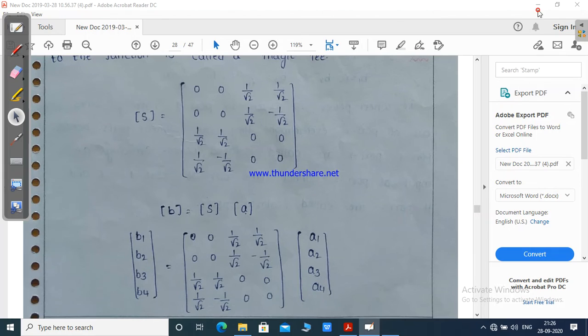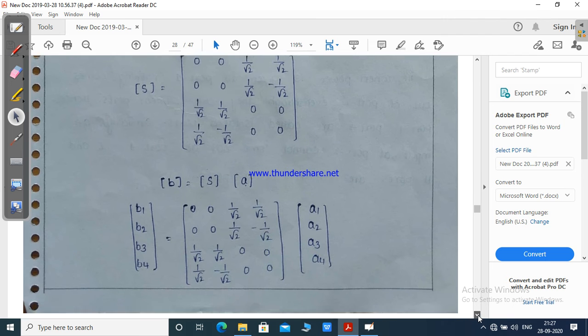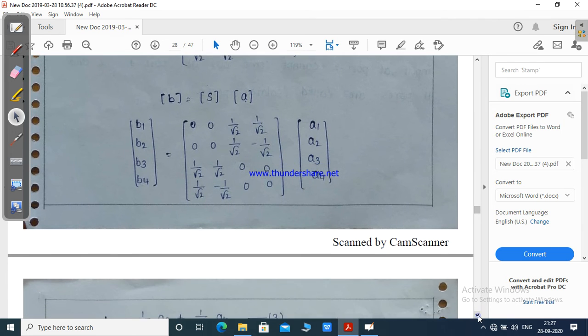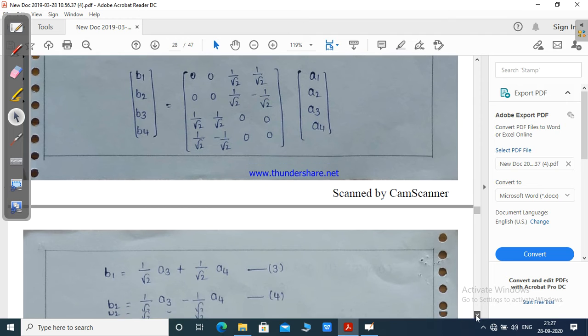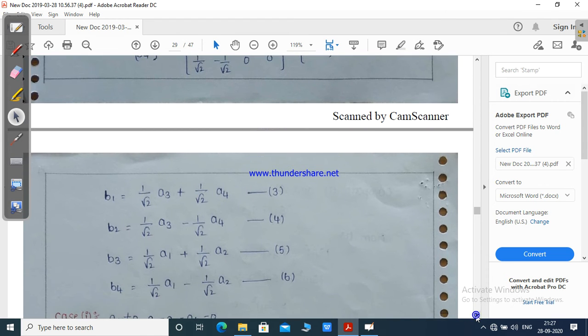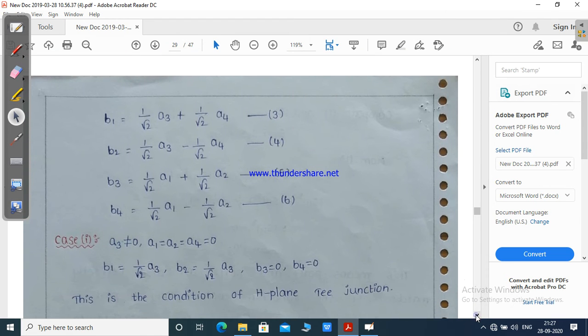Okay, and then after that we have to check it. Like this, B is equal to S into A. B is the outputs, A are the inputs, S is the scattering matrix, that is a reflection, like this. Multiply this 4 into 4 matrix into A1, A2, A3, A4. We get the remaining equations 3, 4, 5, 6. This is the output at port 1, port 2, port 3 and port 4.